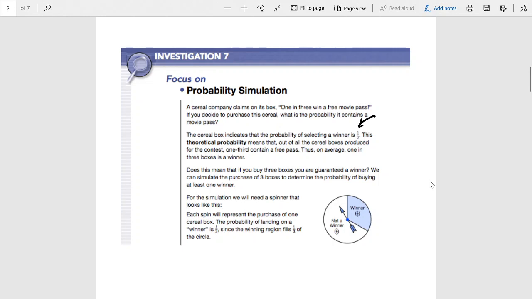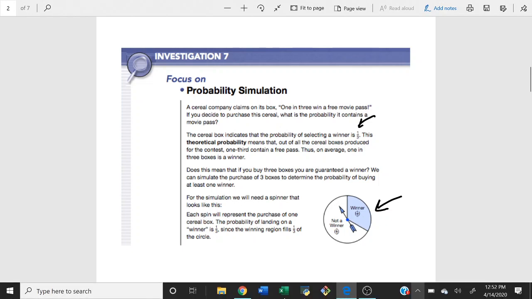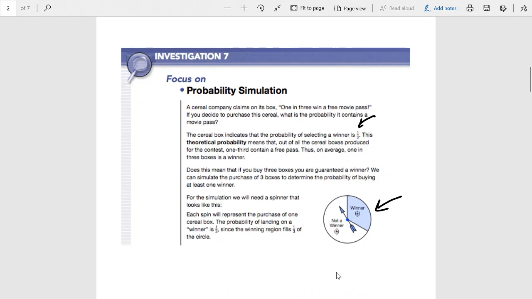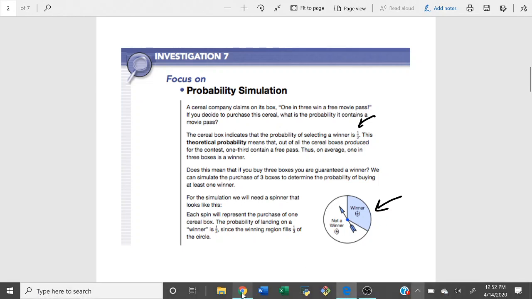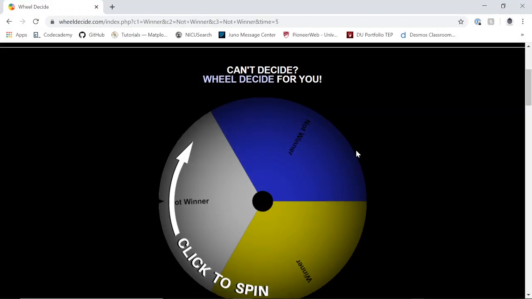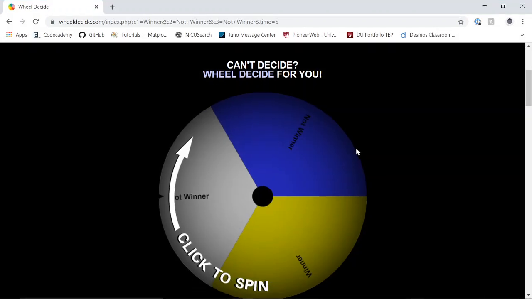So for the simulation, we need a spinner that looks like this. You could make this with paper and a little pin. But basically, we want a spinner where a third of the space is a winner space and 2/3 is a not winner space. Now, I know I don't have the materials to do a real spinner, so online you can use a site, there's lots of them out there, but I like wheeldecide.com.